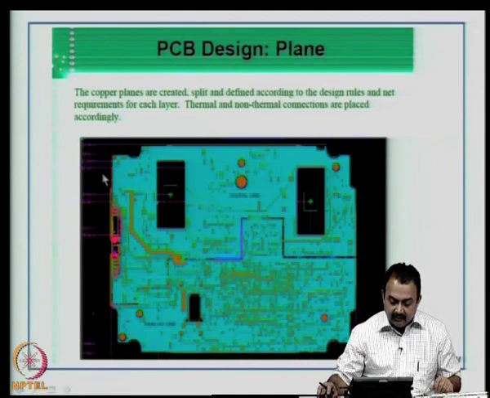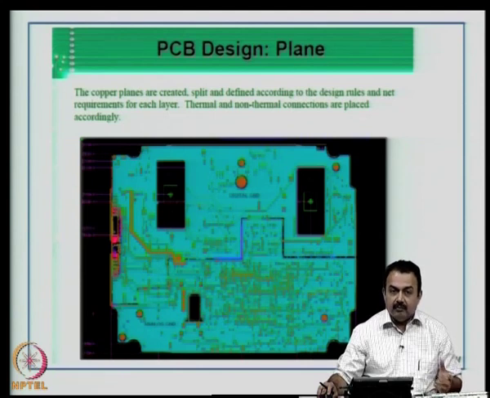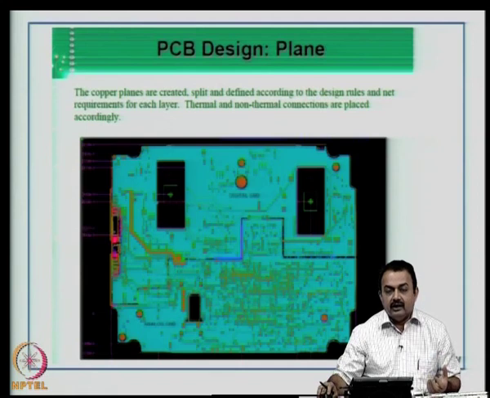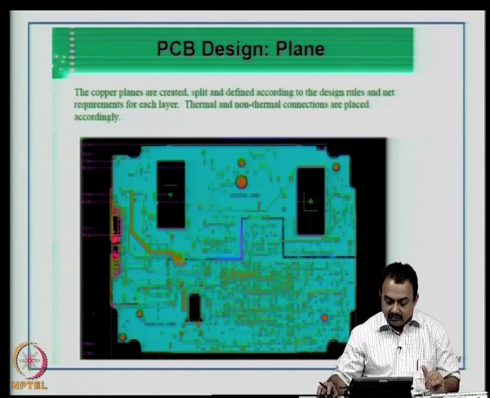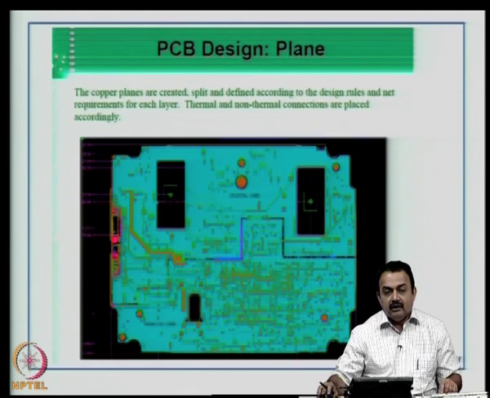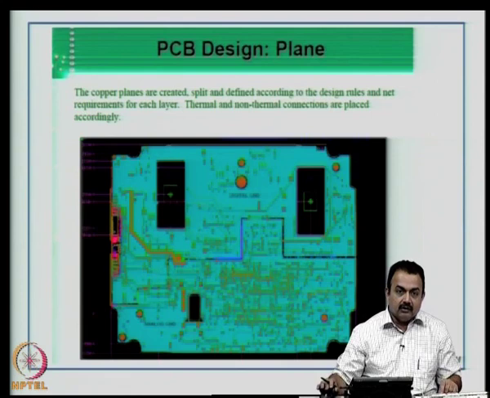The copper planes are created, split and defined according to the design rules and net requirements for each layer. Thermal and non-thermal connections are placed accordingly. Sometimes the copper can act as a heat sink, and therefore, vias can end in a plane. So, it requires the creativity of a designer to put these copper plane areas in the inner layer of a multi-layer board and lead the tracks to the plane. So, the via connections need to be decided in terms of the via size and so on, the plating for the vias, whether it should be an anti-pad connection or it should be a thermal relief connection for thermal purposes and so on.